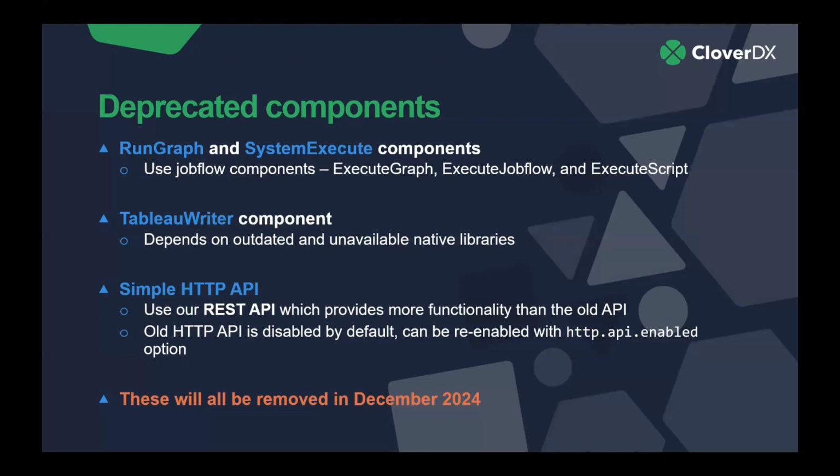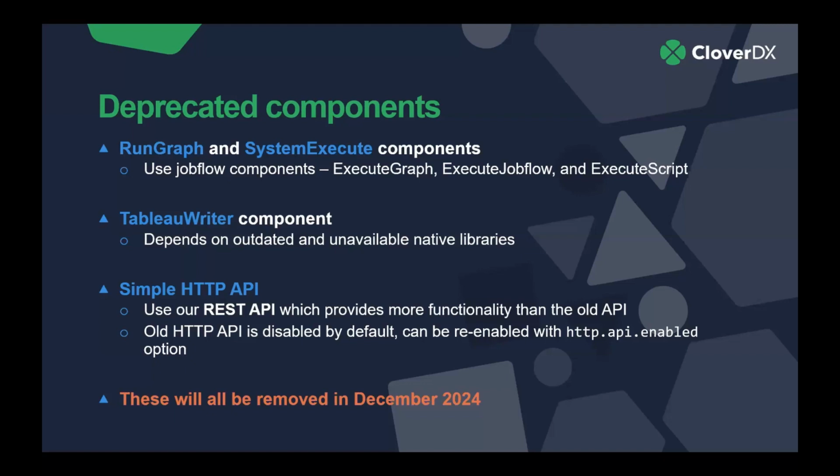So if you are using run graph or system execute, please migrate your jobs to use execute graph and so on, since we will be removing this functionality. For now, the plan is to remove it at the end of the year. At the same time, we are deprecating the Tableau writer component. We are deprecating this one because Tableau no longer supports the native libraries that we depend on. So if you are using this one, there is no replacement yet. Depending on feedback, we might implement a new version of the Tableau writer. So if you are using that component, please let us know, and we'll work with you to figure out how to help you in the future.